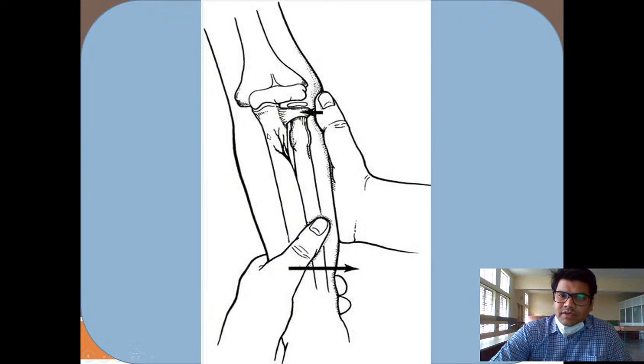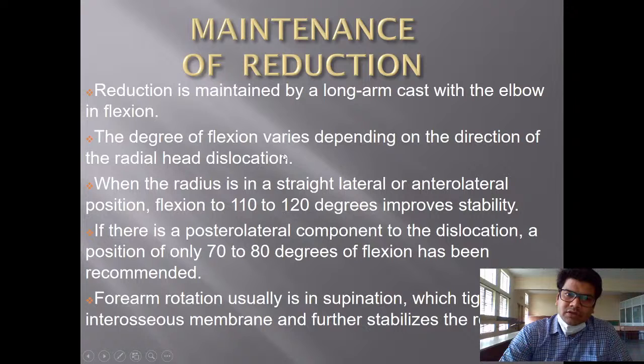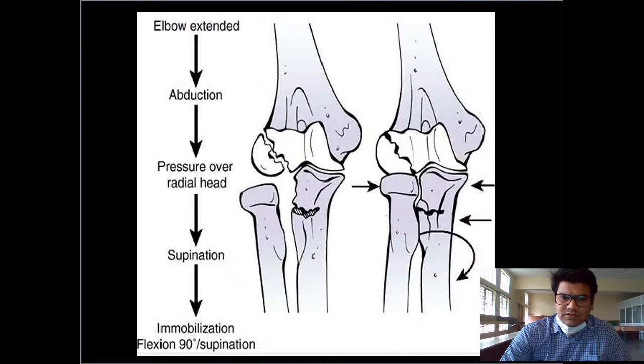To ensure a stable radial head, ulnar length should be maintained. Here you can see longitudinal traction and slight valgus stress. Here you can see the radial head is reduced. Maintenance of reduction is by means of a long arm cast with the elbow in flexion. The degree of flexion varies with the degree of radial head dislocation. Here you can see the elbow is extended, abducted, with pressure over the radial head, supination and flexion.